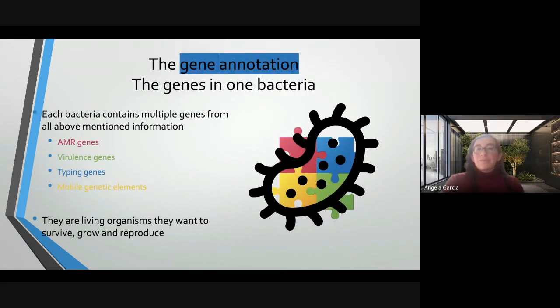And with that, gene annotation can be summarized by taking into account that just one bacteria can have multiple sets of information. So we can have the AMR genes, the virulence genes, the typing genes, and also all of the information of the mobile genetic elements. And so this kind of information just keeps adding up. So lots and lots and lots of information just for one bacteria.